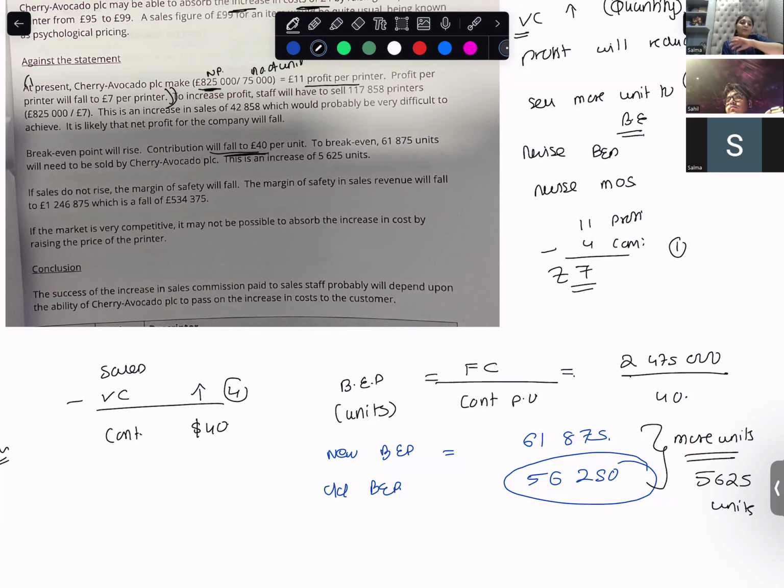Initially, your contribution per unit was 44. Now it is 40. Because the contribution changed, the break-even point changed. First, you had to sell 56,250 units to recover your costs. But now, because you increased your variable cost, you will have to sell 61,875 units to recover your costs. Also, your margin of safety will fall down.